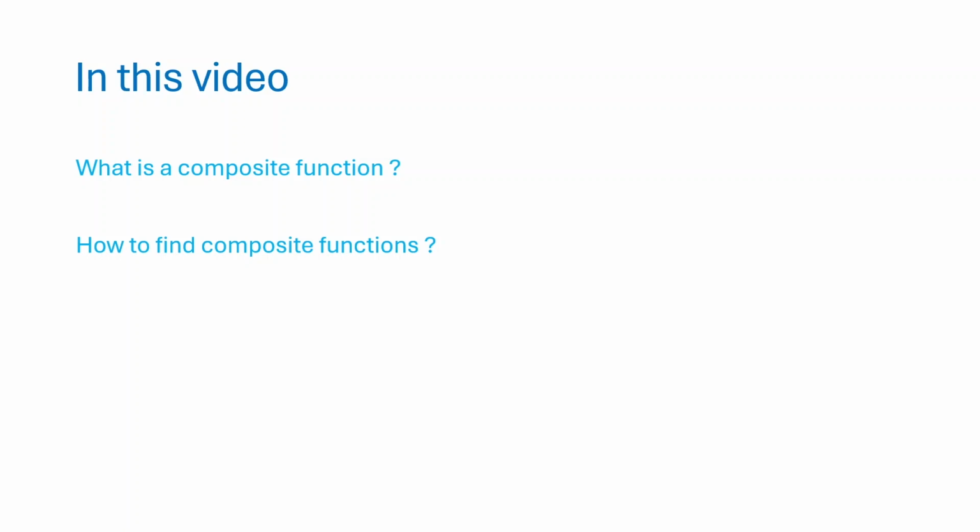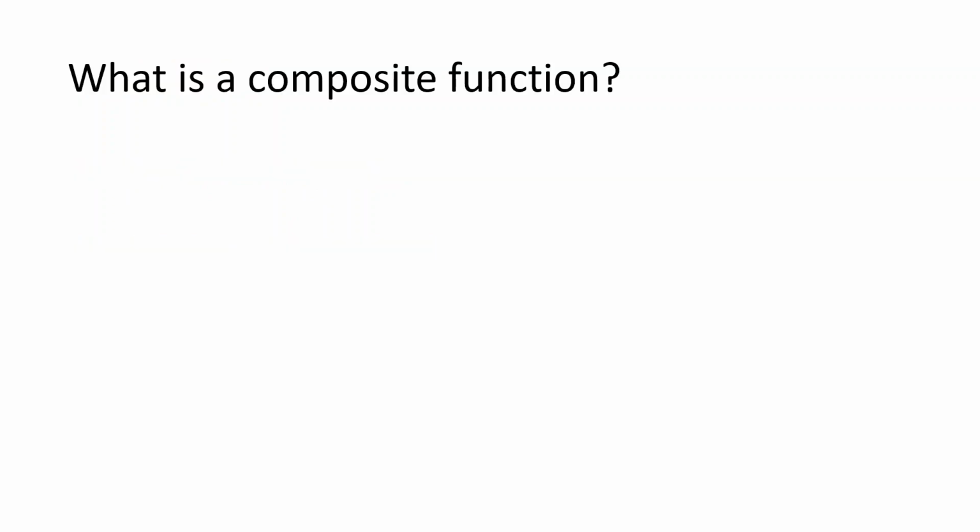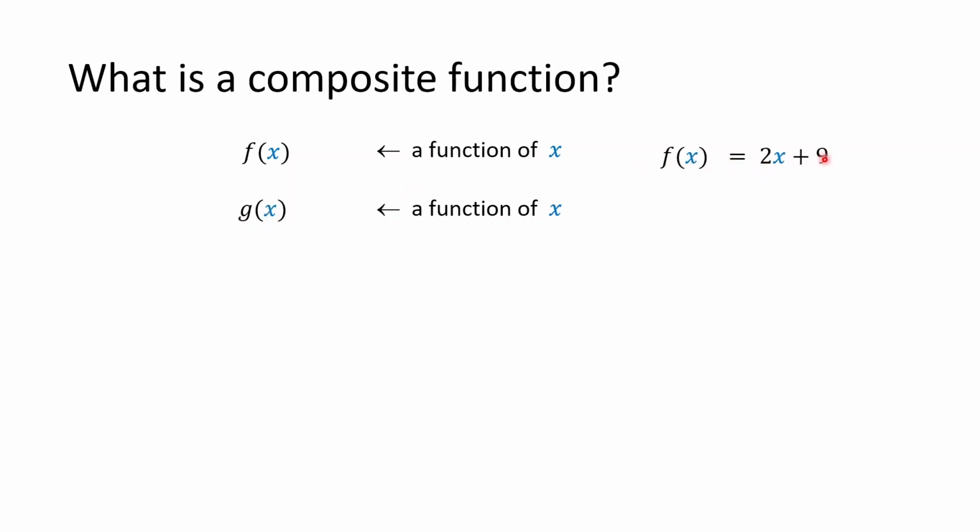In this video, you are going to learn what is a composite function and how to find composite functions. What is a composite function? I am taking two functions f and g. F is a function of x and g is also a function of x. For example, f of x is equal to 2x plus 9 and g of x is equal to 7x.